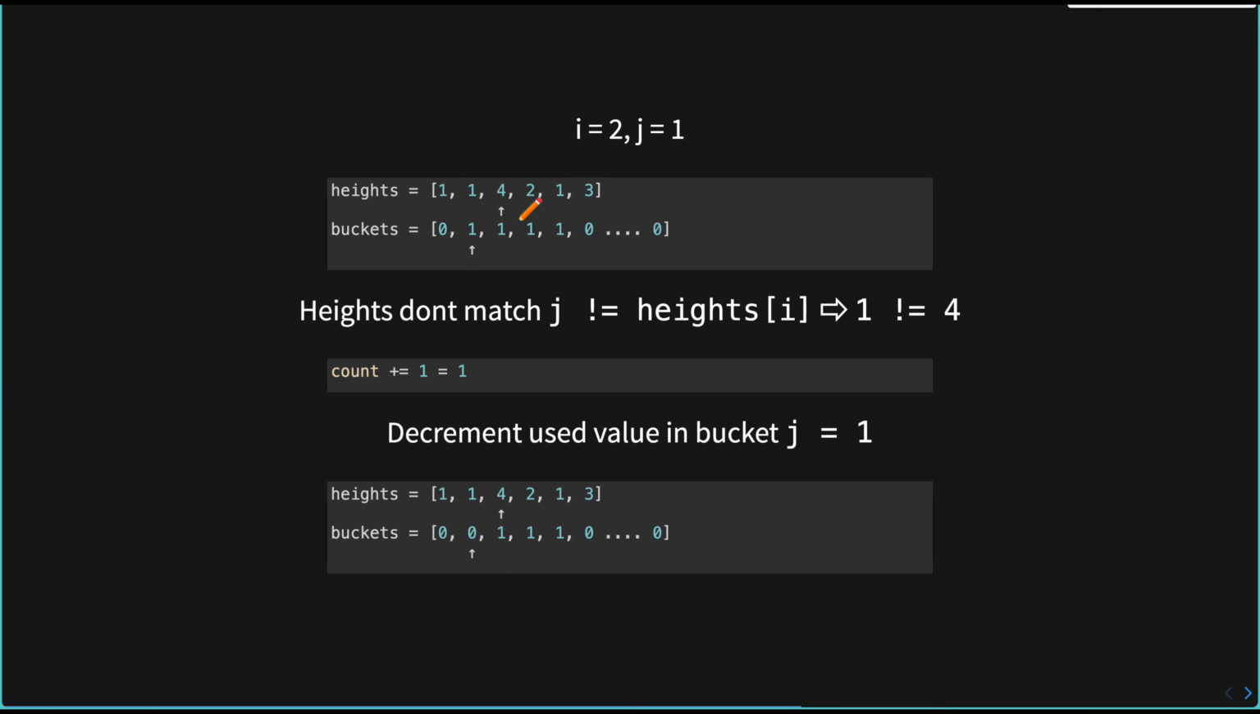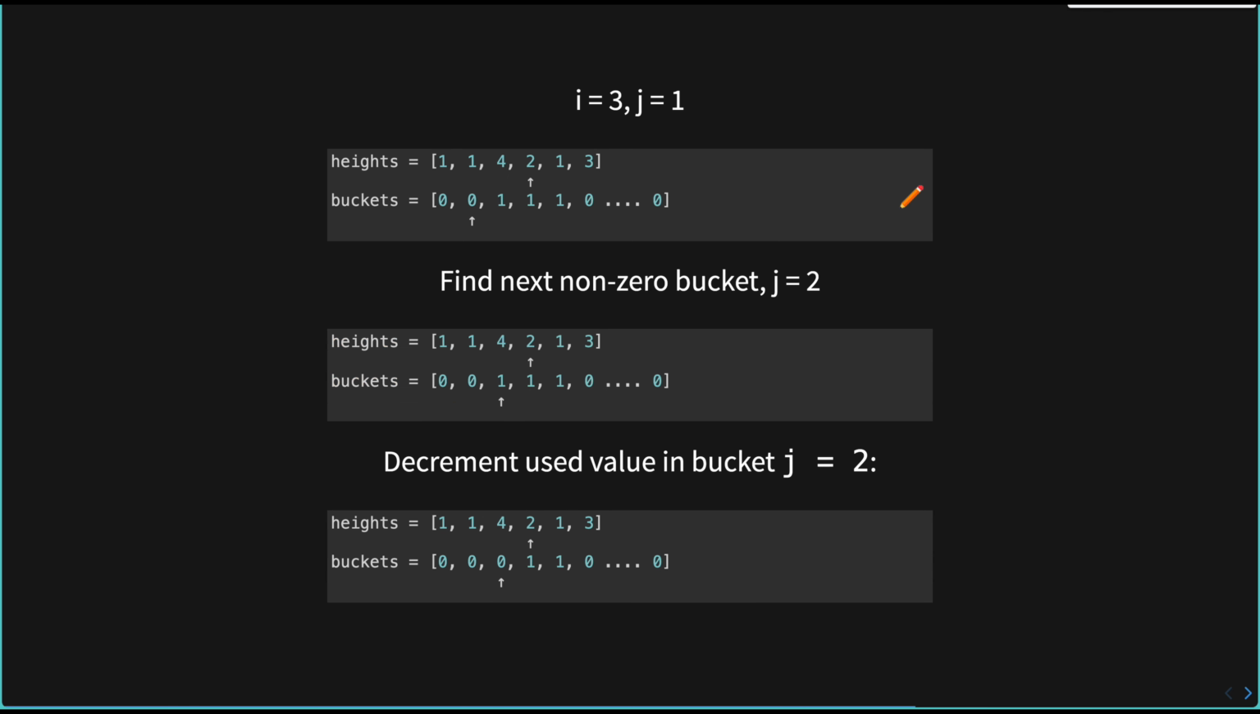And this time we see the ith height is now 4 and the bucket still has one element remaining for height 1. So we see that the heights don't match. That's why we now increment our count from 0 to 1 and decrement the bucket again, because we used this one as well. So now we have used all the ones and we have no ones remaining. Now we go to the next iteration.